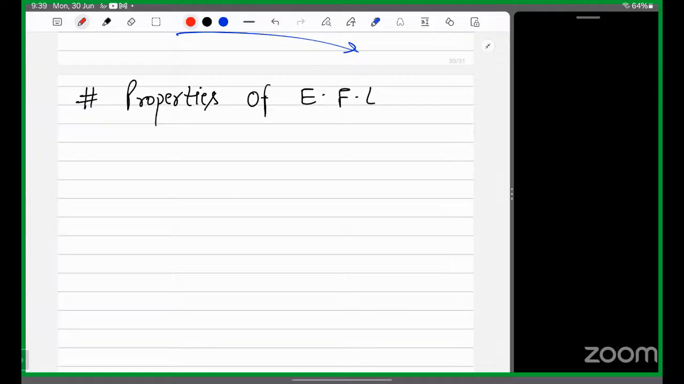Understood? Electric field lines always flow from higher potential to lower potential. समझ में आ गई बात? That's it. आज का टॉपिक आपका समाप्त हुआ, कंप्लीट हुआ.